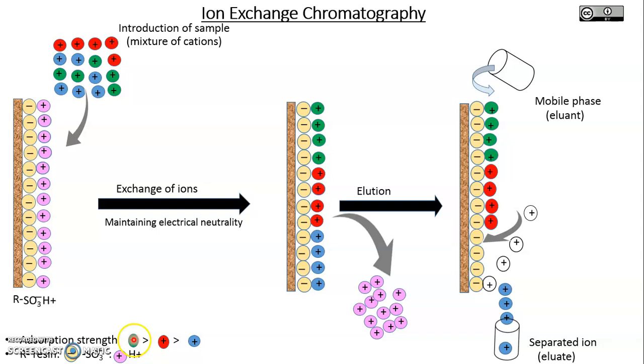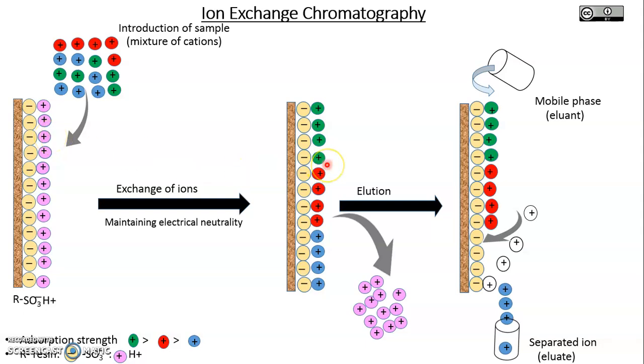So the green one has higher adsorption strength, followed by the red one and then the blue one. And these are the ions that are there on the resin, all having equal charge and all are the same ions. Now what is happening in the first step is, when you put your sample, these ions are replaced by the ions from the sample that you are putting. So this is exchange happening. While the exchange is happening, it is very important that electrical neutrality is maintained. We don't have to do anything, the ion exchanger itself manages by exchanging an equal number of ions as the number of ions coming from the mobile phase.